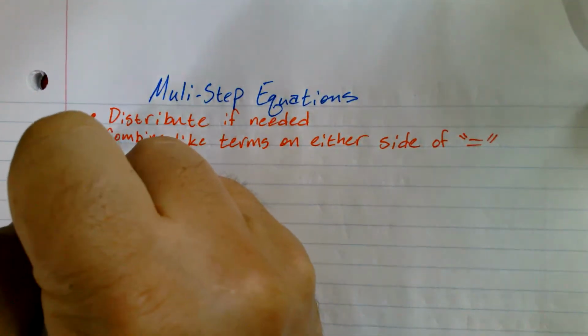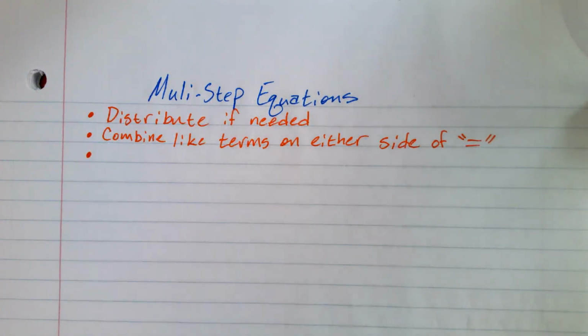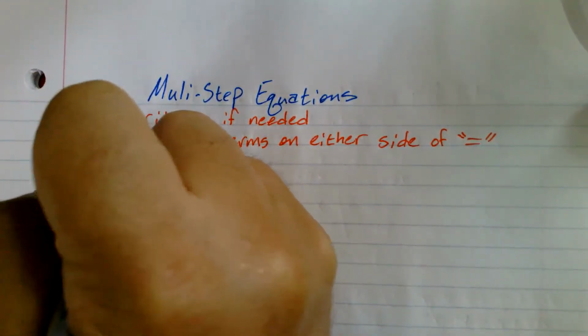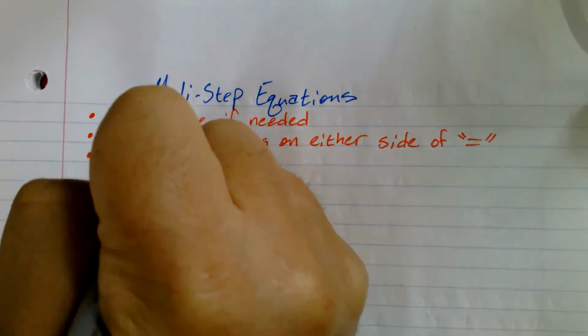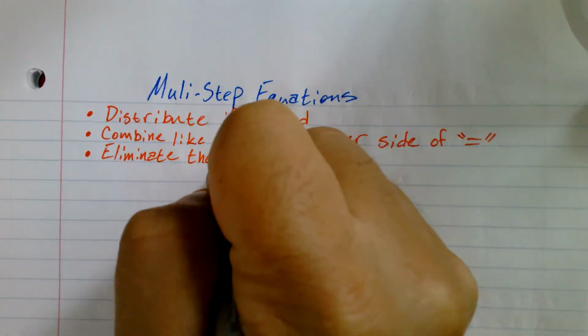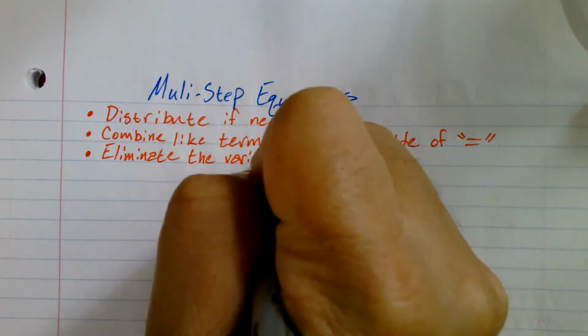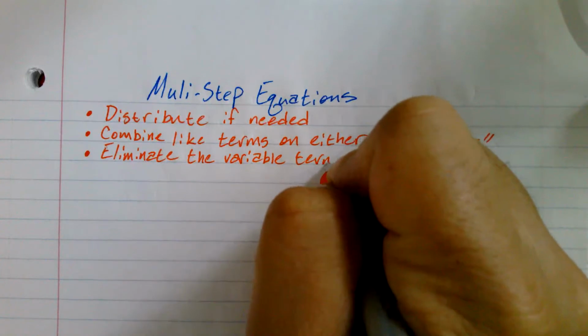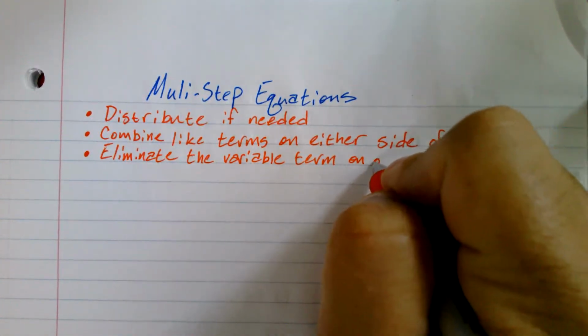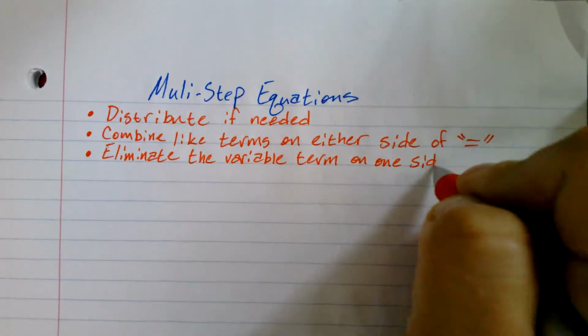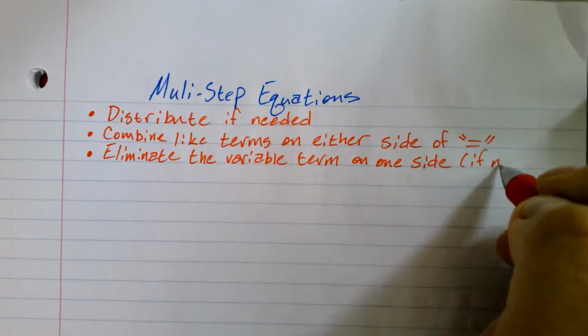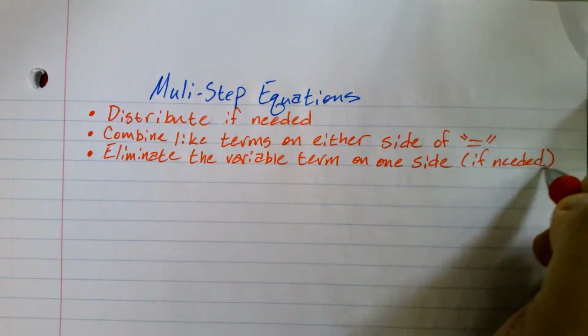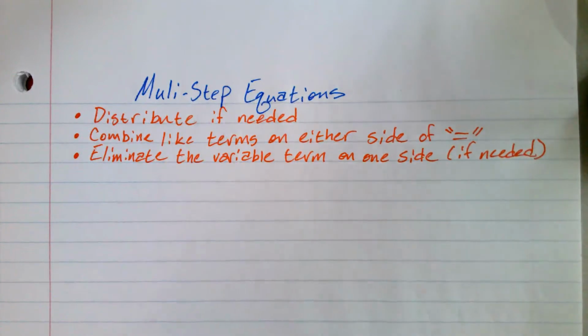Third step is, after you've combined all the like terms, eliminate the variable on one side of the equal sign. So we talked about that and we did that in the last lesson. Eliminate the variable term on one side, if needed. We're not always going to need to, but if we need it, it should be eliminated. Okay? Any questions?